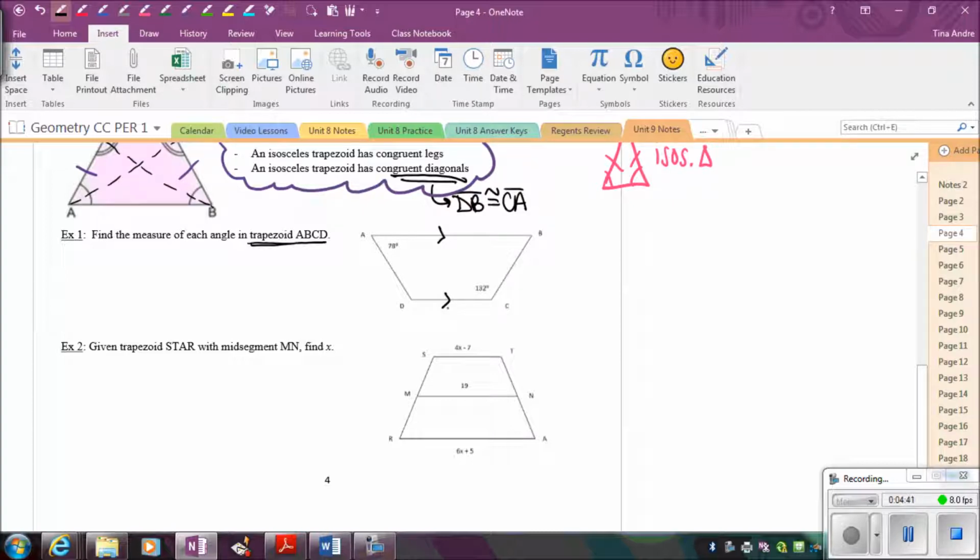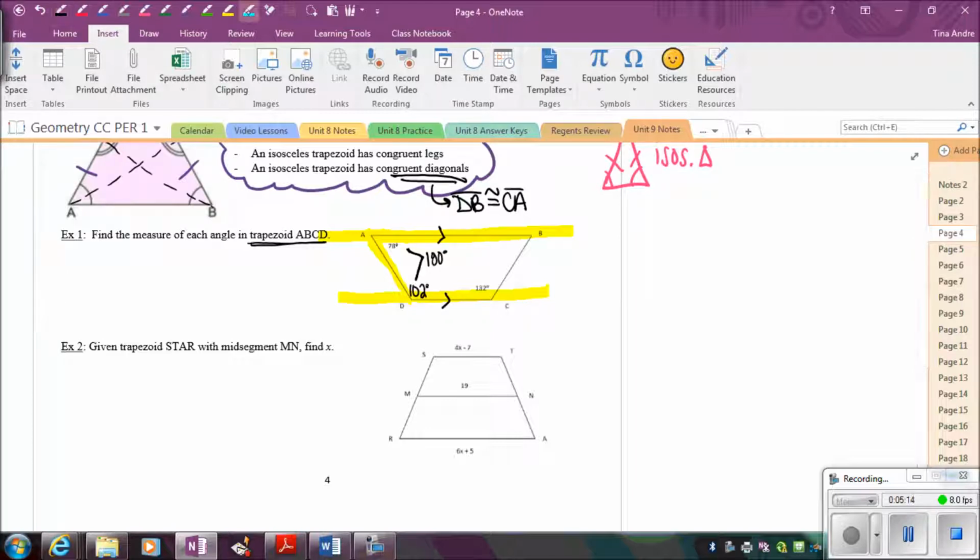If I want to find the measure of each angle, I'm thinking parallel lines being cut by a transversal. If you look, I have my two parallel lines. Here's my transversal. These two angles are going to be supplementary because they're same side interior angles. So if I want to find that other base angle here at angle D, I'm going to do 180 minus 78, and that's going to give me 102.